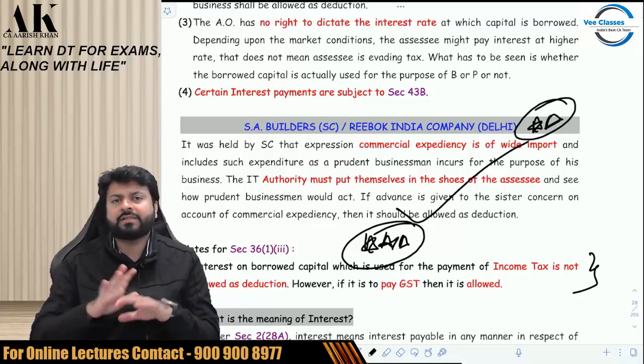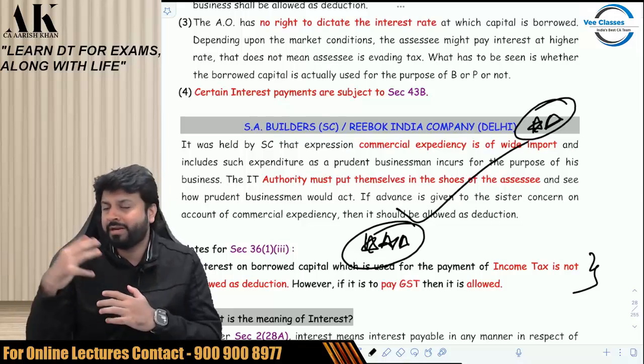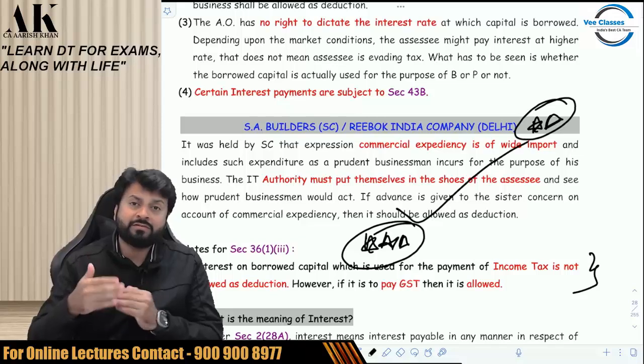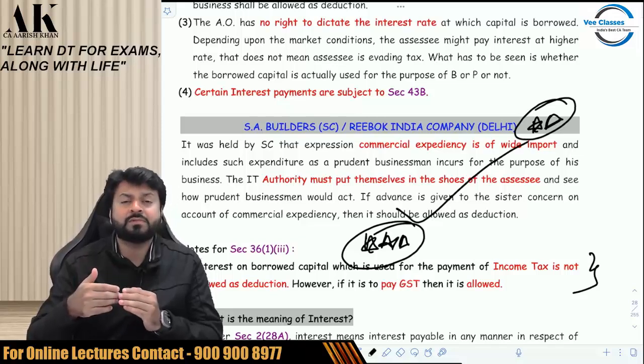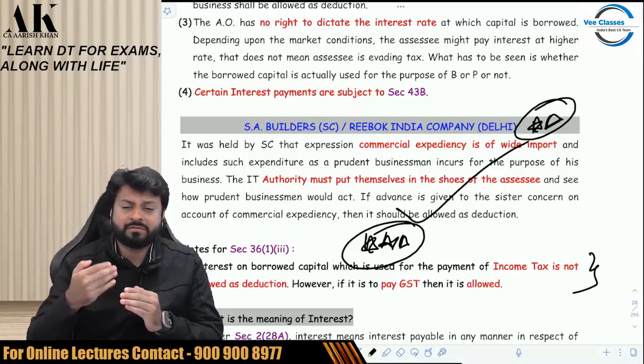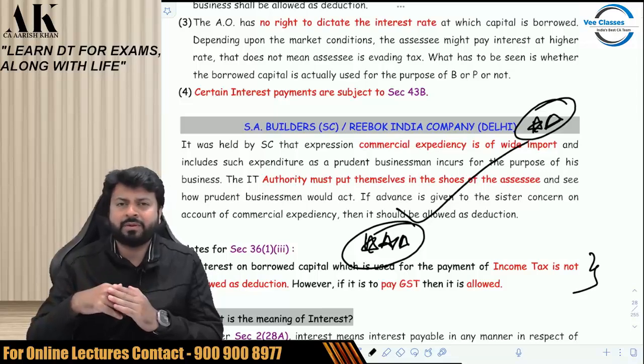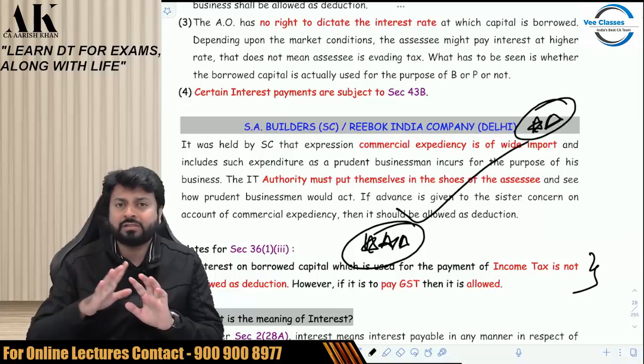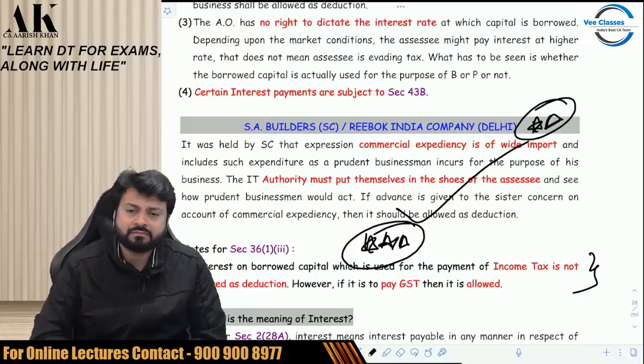So what all things have I told you in this section? That you have to borrow money. Borrow means there has to be an element of refund. Then you have to use that money for the purpose of business and profession. Use for the purpose of business and profession means you can use it for the payment of expenses, even for buying assets. But for paying income tax, not allowed. For paying GST, allowed. Very important aspect.